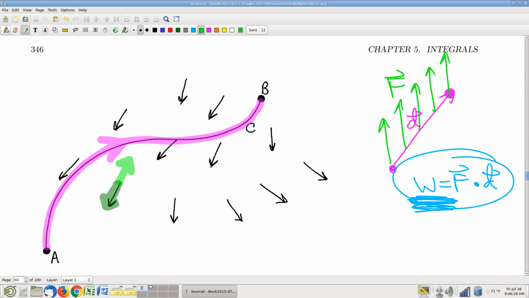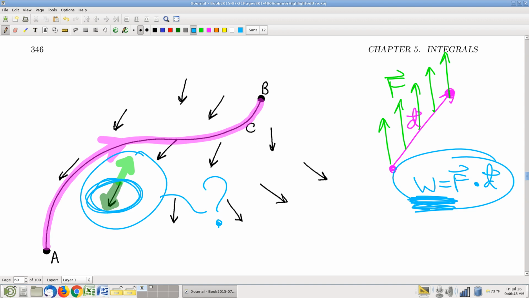Just be careful for this. Always be on the lookout for, wait a minute, which one of these have I been given? Have I been given the force that I need to apply and therefore the force that's relevant to my work calculation? Or have I been given the force that I am working against, in which case I need to put a minus sign to get the work that I am applying, and therefore that's relevant in my force calculation. Okay. All right.